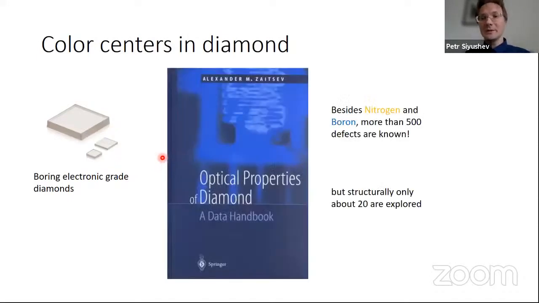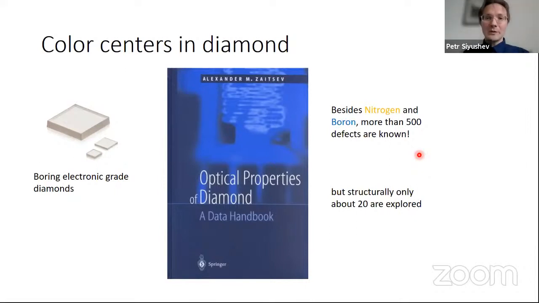Also, for diamond, more than 500 optically active defects are known, quite a lot of which are listed in this Bible for us. It's a book by Alexander Zaitsev, who has collected a lot of different diamond defects in this book. So although more than 500 defects are known, only about 24 of them are relatively well explored and their structures understood.